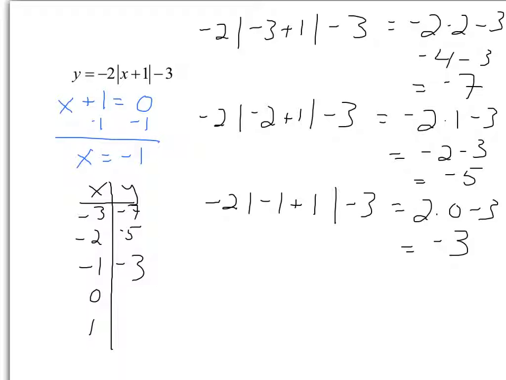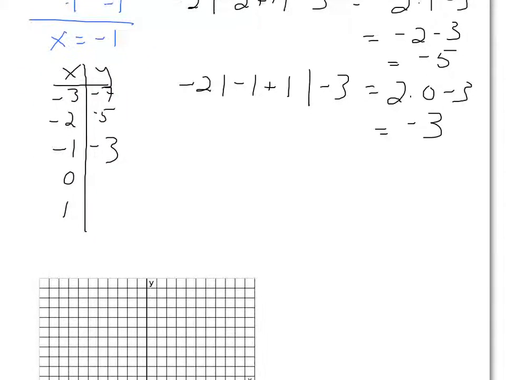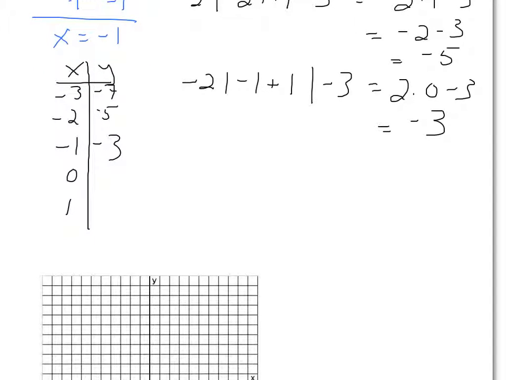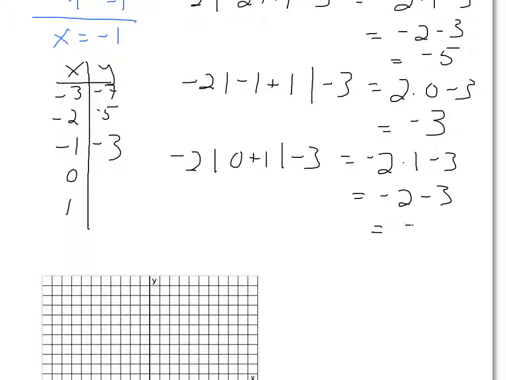Next I'll put 0 in. So I'm going to have negative 2 times the absolute value of 0 plus 1, minus 3. 0 plus 1 is 1. Absolute value of 1 is 1. So this is negative 2 times 1 minus 3, which is negative 2 minus 3, which is negative 5. And I'm running out of slide here, so I'm going to use the symmetry I see here. I think this last point is negative 7.